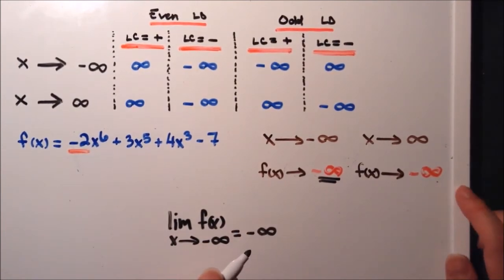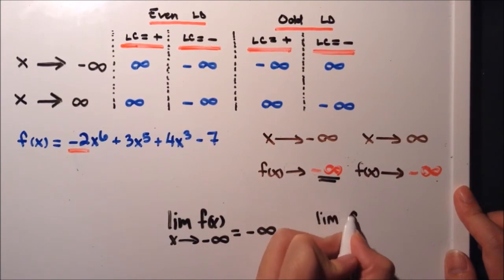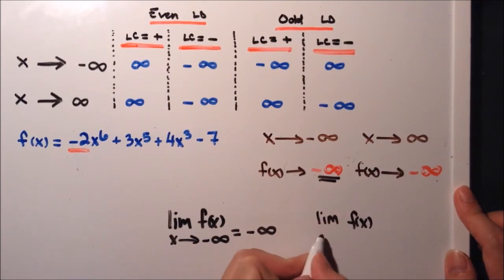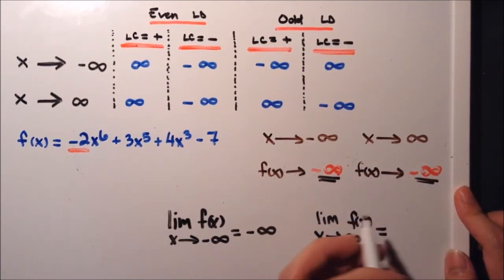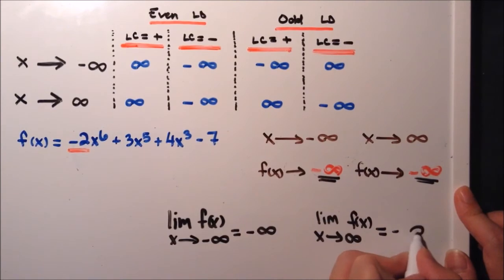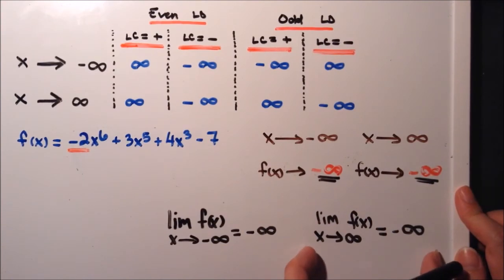Now if I were to ask you for the right side, so limit of f of x as x approaches infinity, the right side, then it will equal negative infinity. So here's the limit notation of the left side, and here's the limit notation of the right side. So again, if I were to ask you for limit notation of the left side, this whole thing you would give me. If I were to ask you for the right side, you would write this whole thing right here.